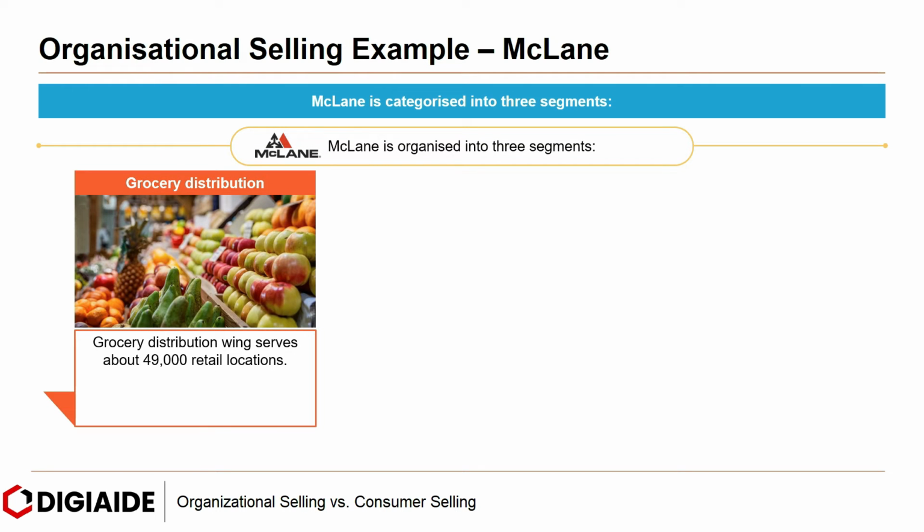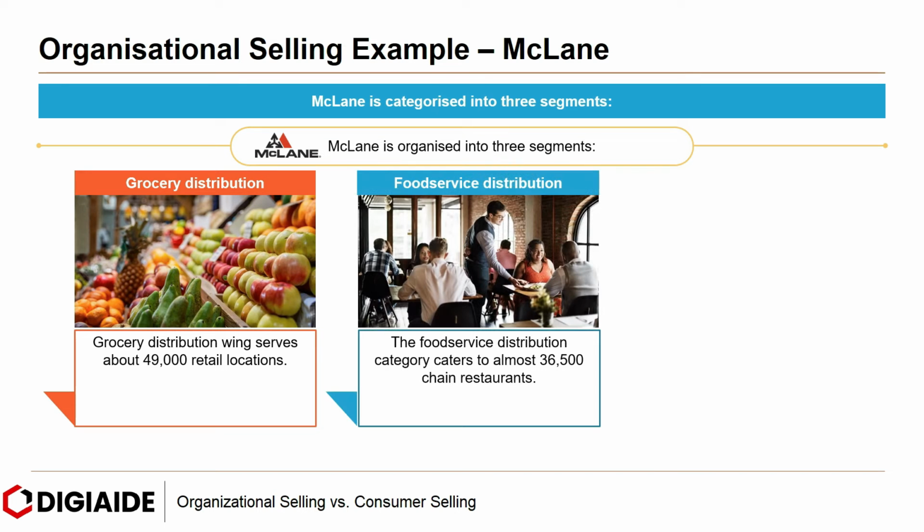First, grocery distribution. The grocery distribution wing serves about 49,000 retail locations in US. Next, food service distribution, which caters to almost 36,500 chain restaurants.